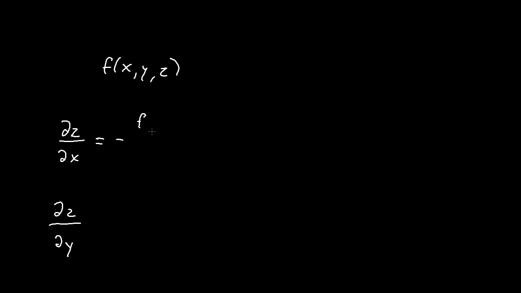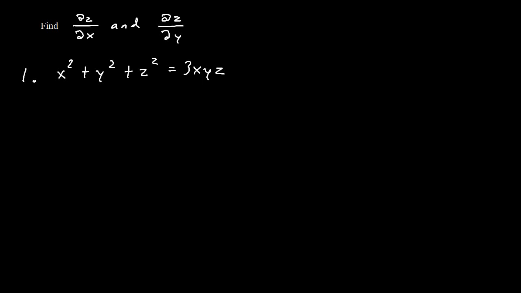Now the next form of implicit differentiation is when you have a function with 3 variables this time, so x, y, and z. In this case you need to find 2 things: the partial derivative of z with respect to x, and the partial derivative of z with respect to y. The formula for the partial derivative of z with respect to x is negative f sub x over f sub z, and the formula for the partial derivative of z with respect to y is negative f sub y over f sub z.